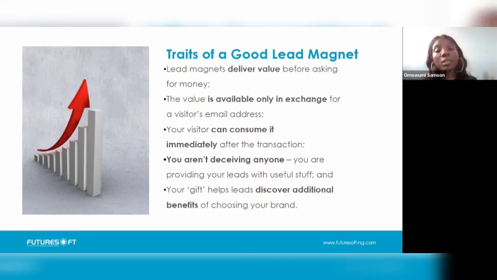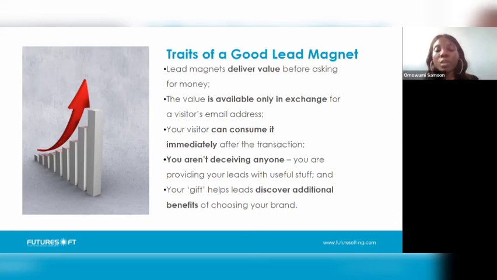And it has to be that you're not deceiving anybody with the content that you have in your lead magnet as well. You are trying to provide your leads with useful stuff. So make sure that it is really genuine information that you have there, and it's not just you trying to sell yourself by every means possible, and then you have populated your content with things that are not really fact. It will make you lose your audience, and they will not have trust in your brand.